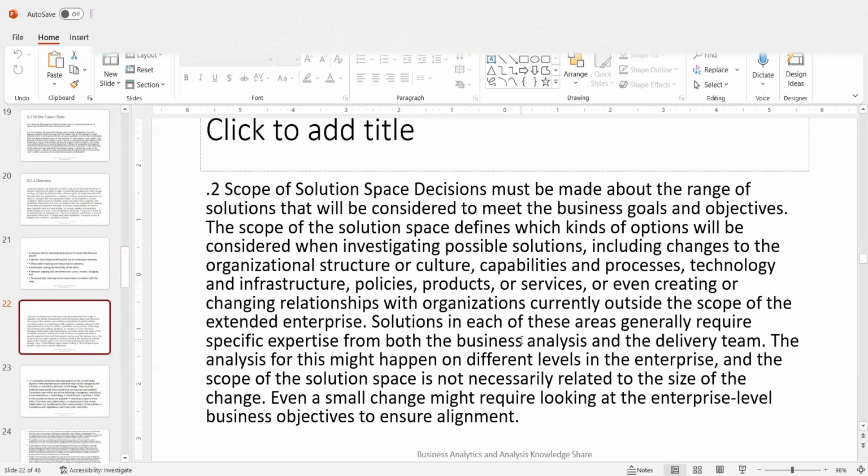Solutions in each of these areas generally require specific expertise from both the business analysis and delivery team. The analysis for this might happen on different levels in the enterprise, and the scope of the solution space is not necessarily related to the size of the change. Even a small change might require looking at the enterprise level business objectives to ensure alignment.